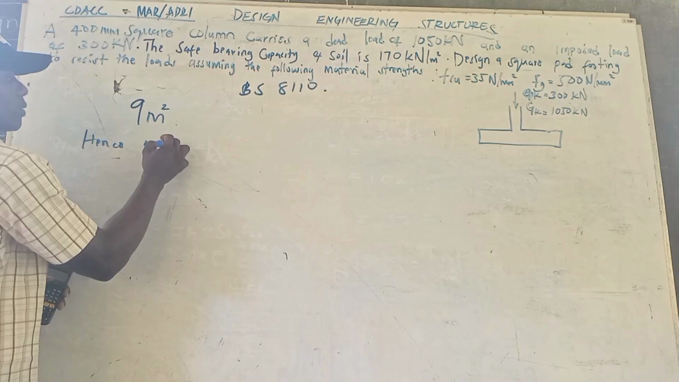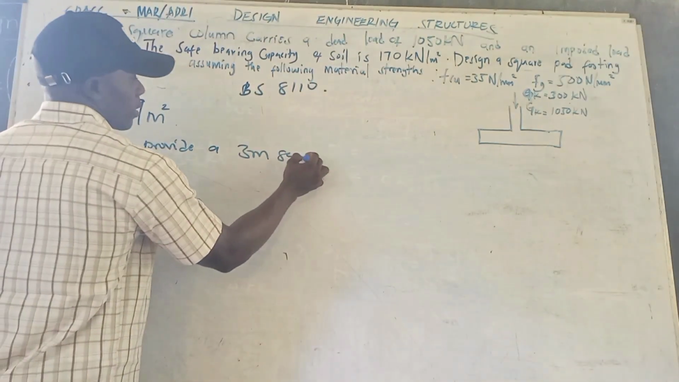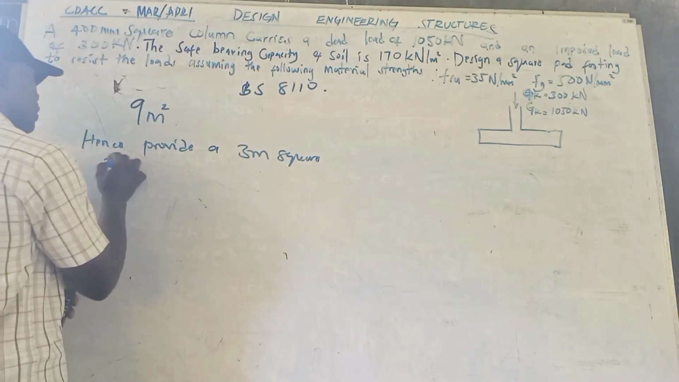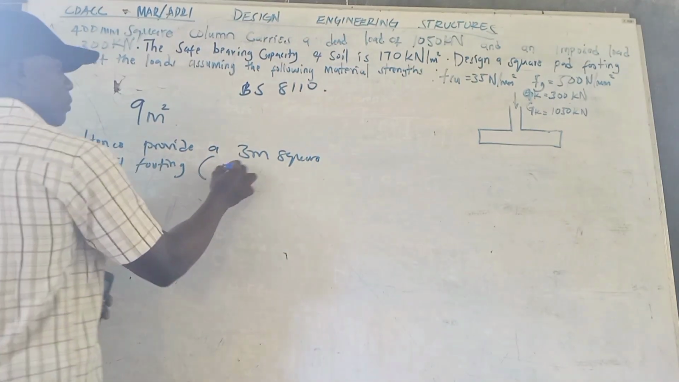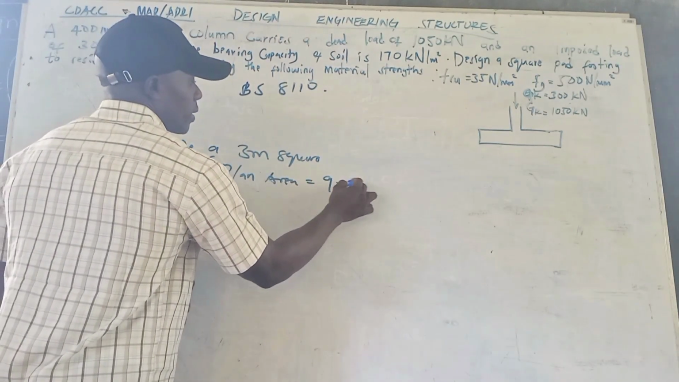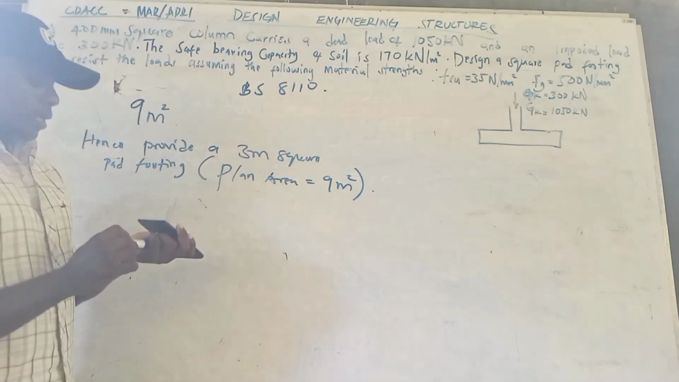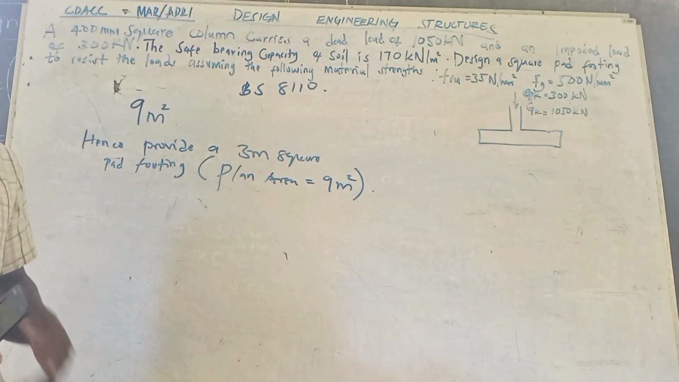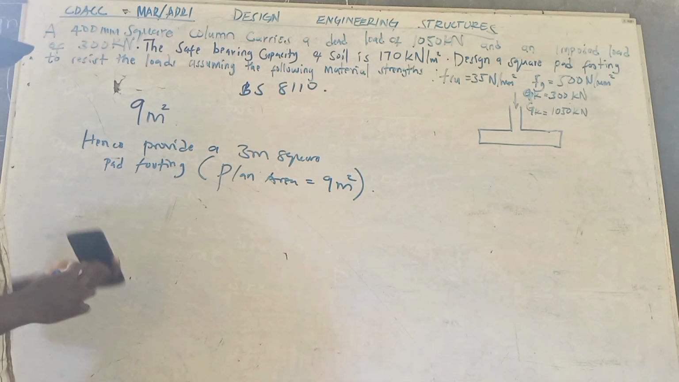Hence provide a 3-meter square pad footing. Bracket, plan area to be 9 square meters, like so. Then after that we can work out the bending reinforcement.